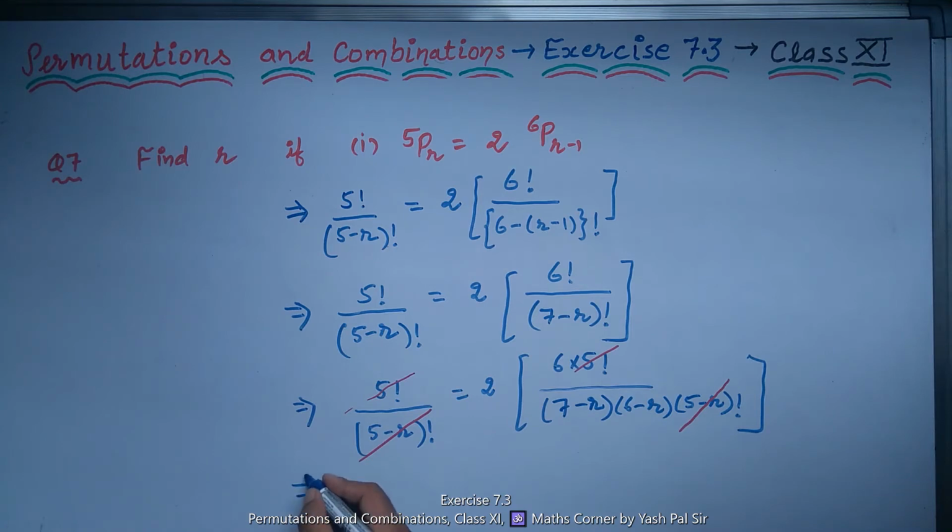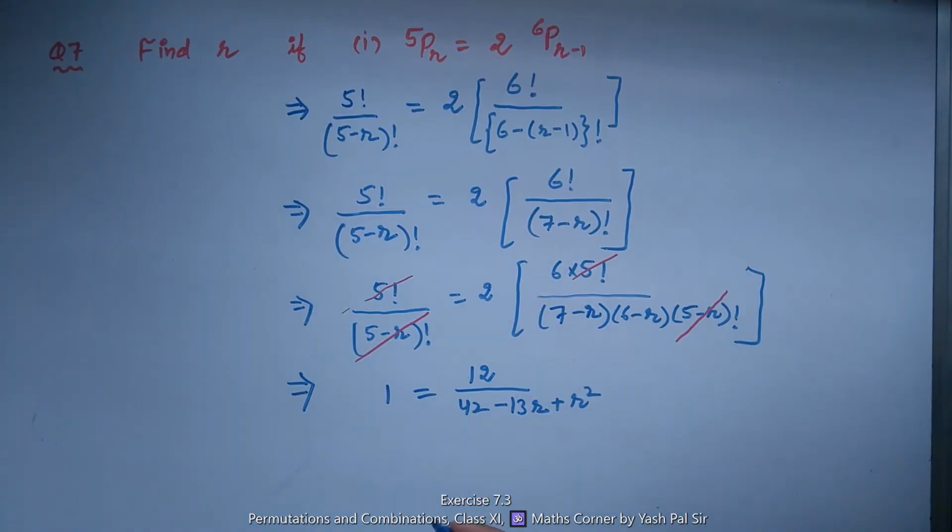So what is now at the left hand side? Only 1 is left. 1 is equal to 6 into 2, 12, divided by, multiplying these factors, 42 minus 7r minus 6r plus r square, right? So from here we have r square minus 13r plus 42 minus 12 plus 30 is equal to 0.